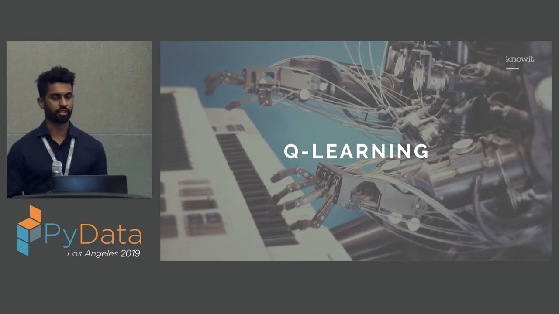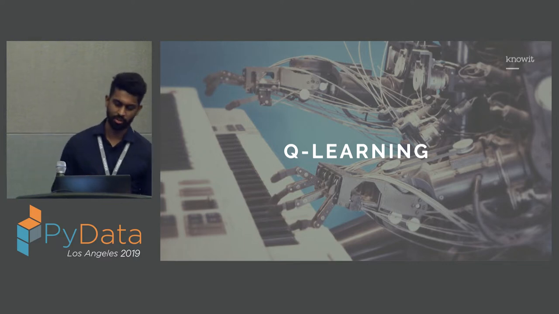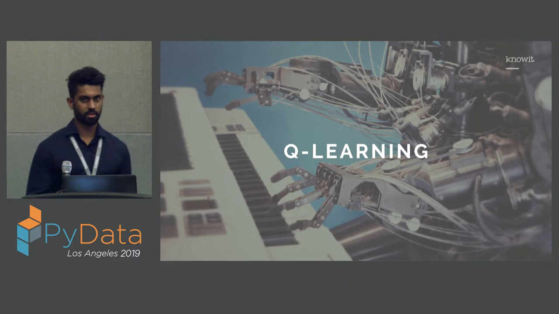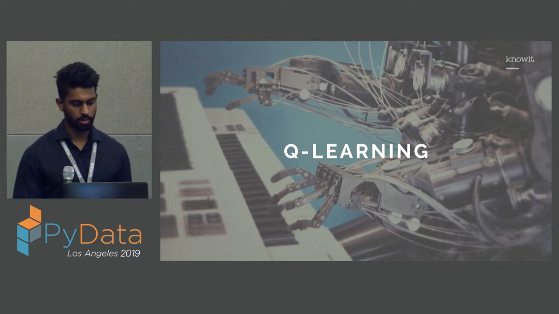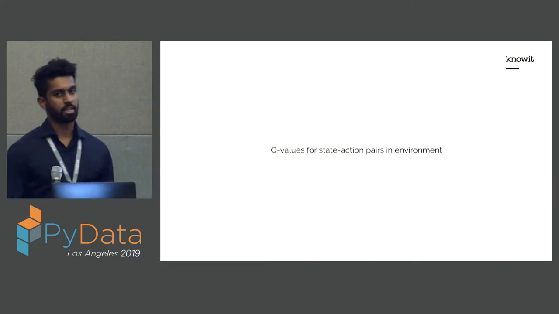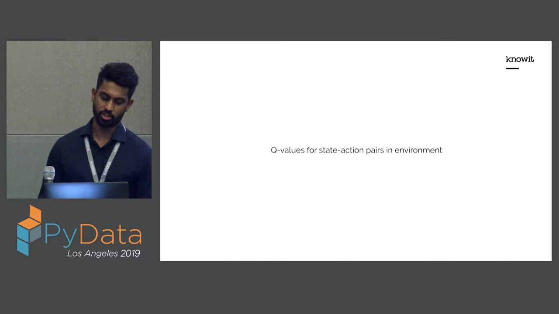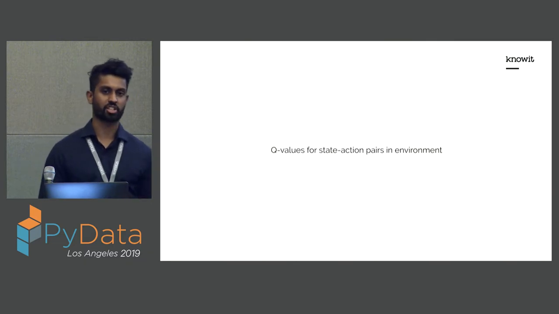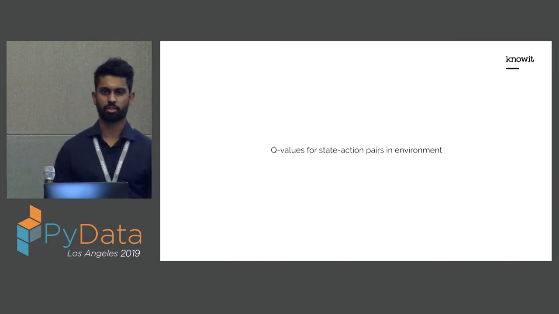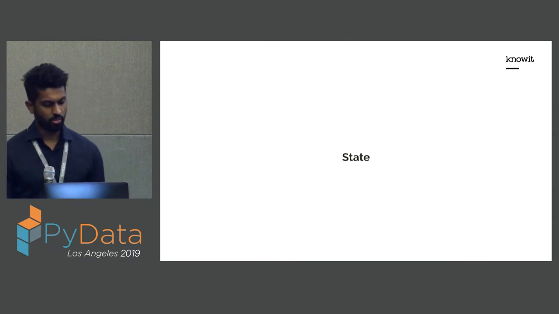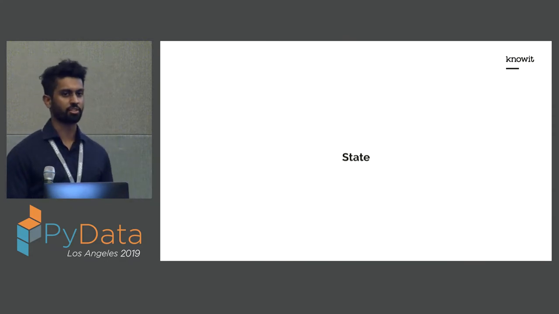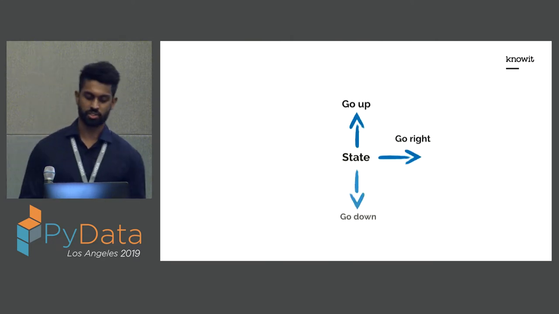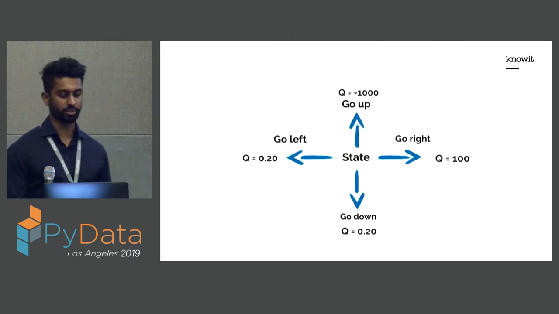So hopefully you now have a basic understanding about what reinforcement learning is about. And the first model we're going to build will be based on something called Q learning. So what is Q learning? It's an algorithm which learns Q values for state action pairs in the environment. Now, what does that mean? Well, for each possible state, you have a set of possible actions. And for each of these actions, it will learn a Q value.